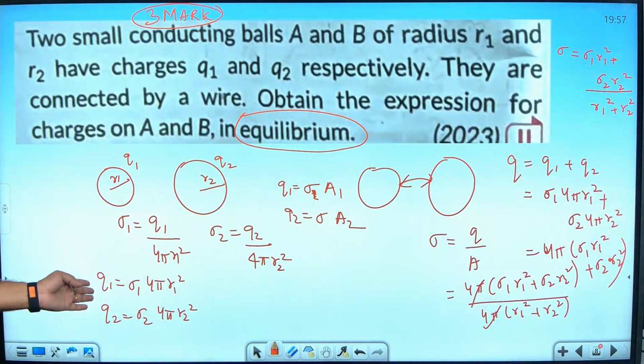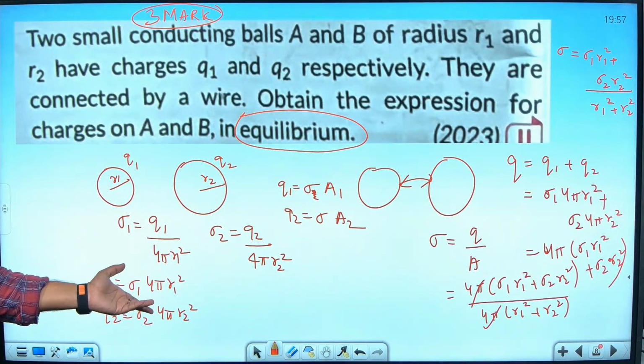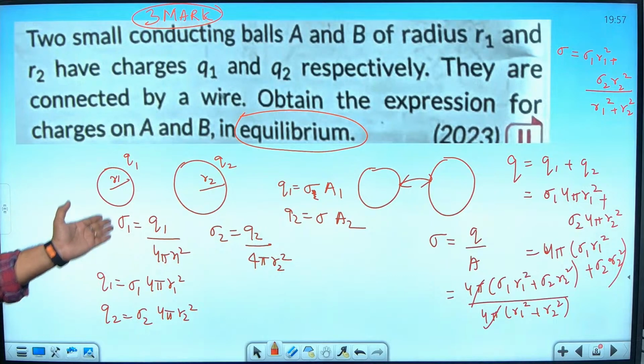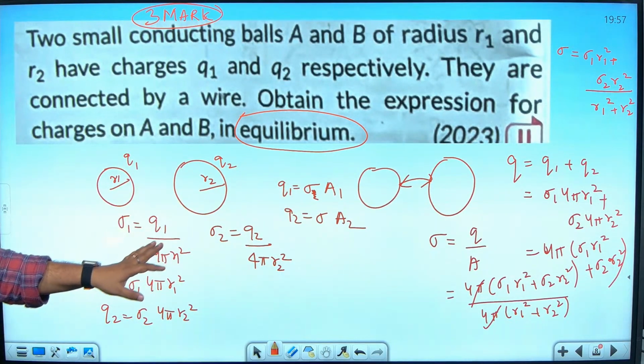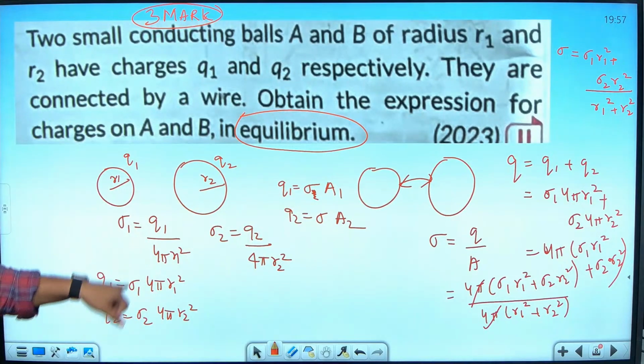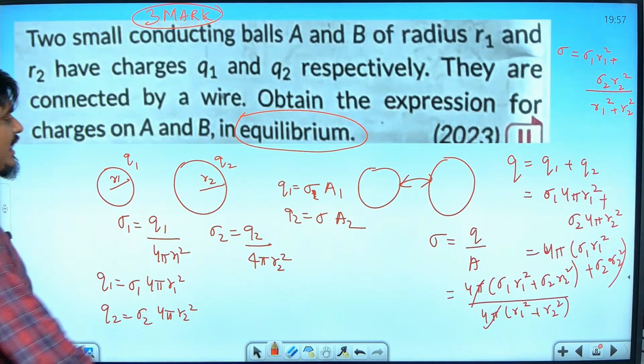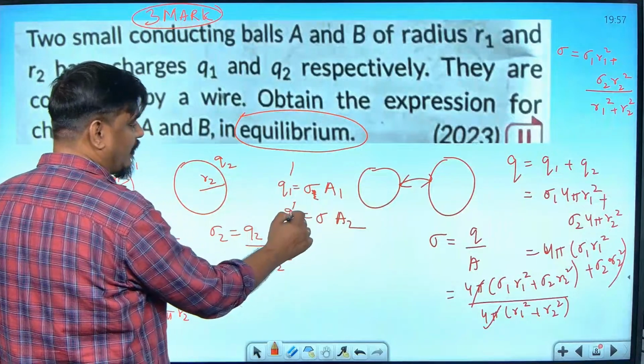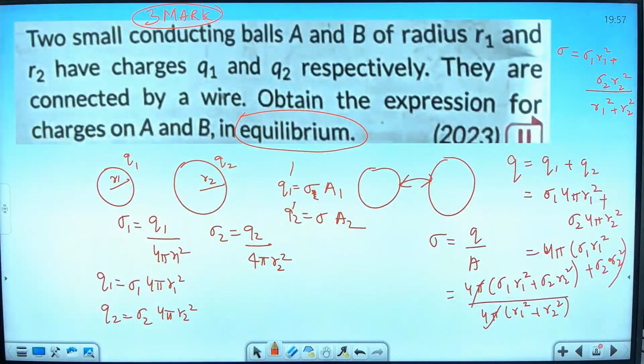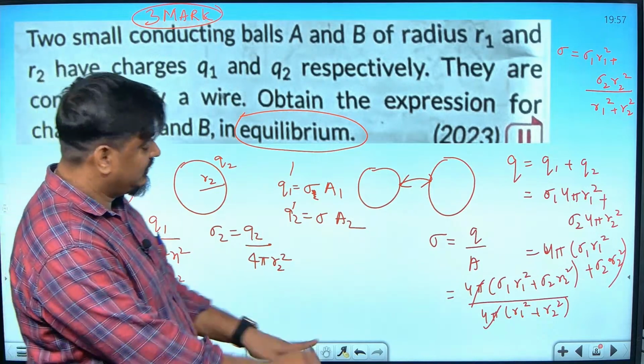Otherwise, charge on the first shell you can say sigma 1 into 4 pi R1 square itself. But they are saying after they are connected, what will happen? Then it will change. The Q1 will not remain the same. It will become Q1 dash and it will become Q2 dash. How much is the value? Solve and get the answer. Got it? This is the way the questions are coming.